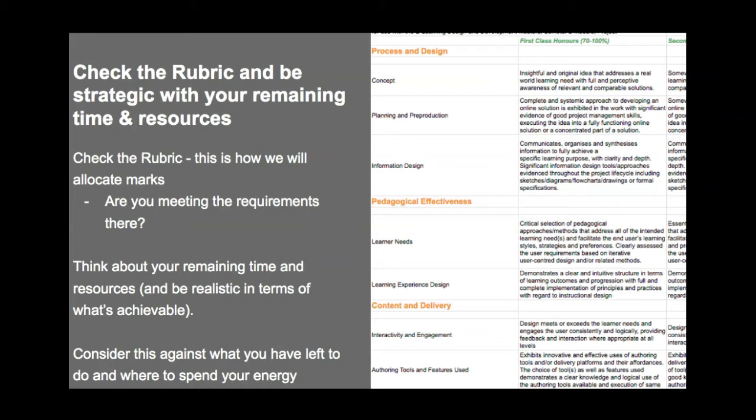As much as possible, try and make sure that your solution is meeting all of the requirements there. Based on the rubric and what you think you may or may not have implemented as well as you'd like, have a think about the remaining time available to you, and the remaining resources like your energy levels, your time, your access to material, your access to other people, and be realistic in terms of what's achievable. So at this stage, try to identify: is there anything major missing? Is there any area where I think I could do with a big improvement? And what can you do in the time remaining?